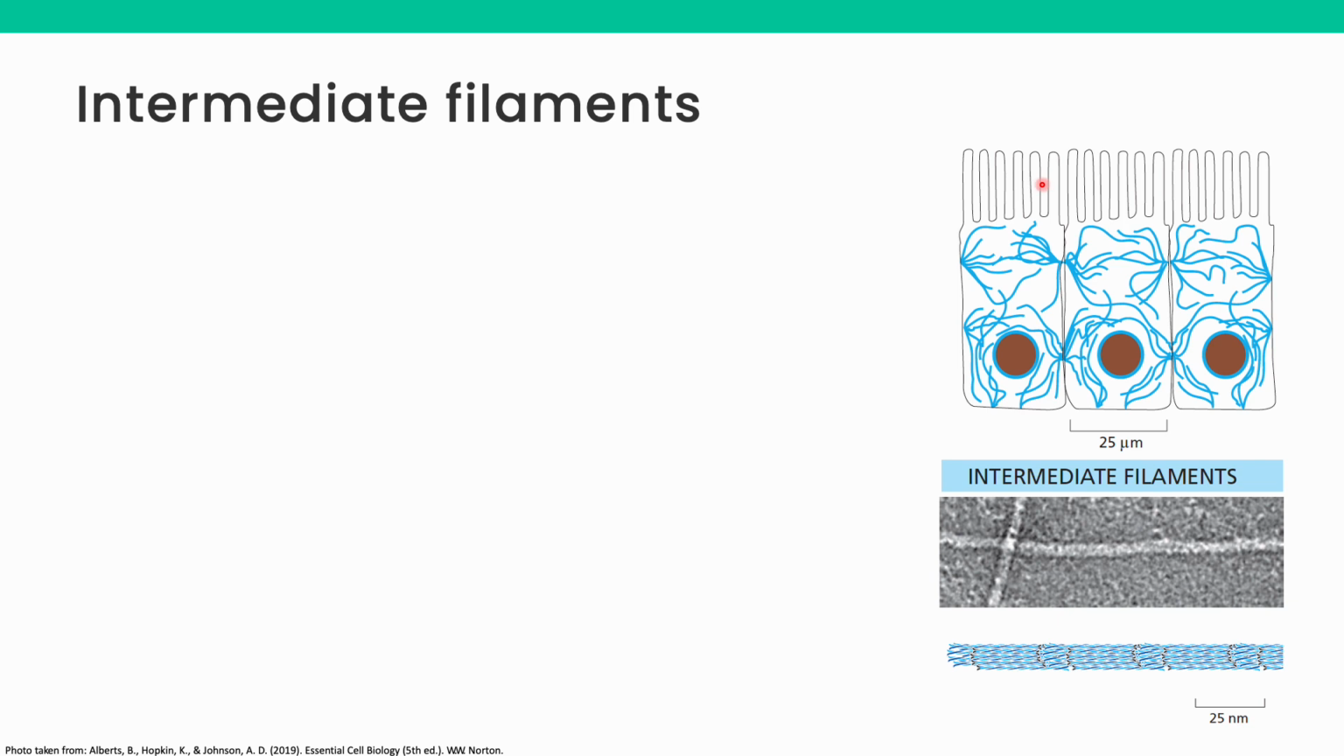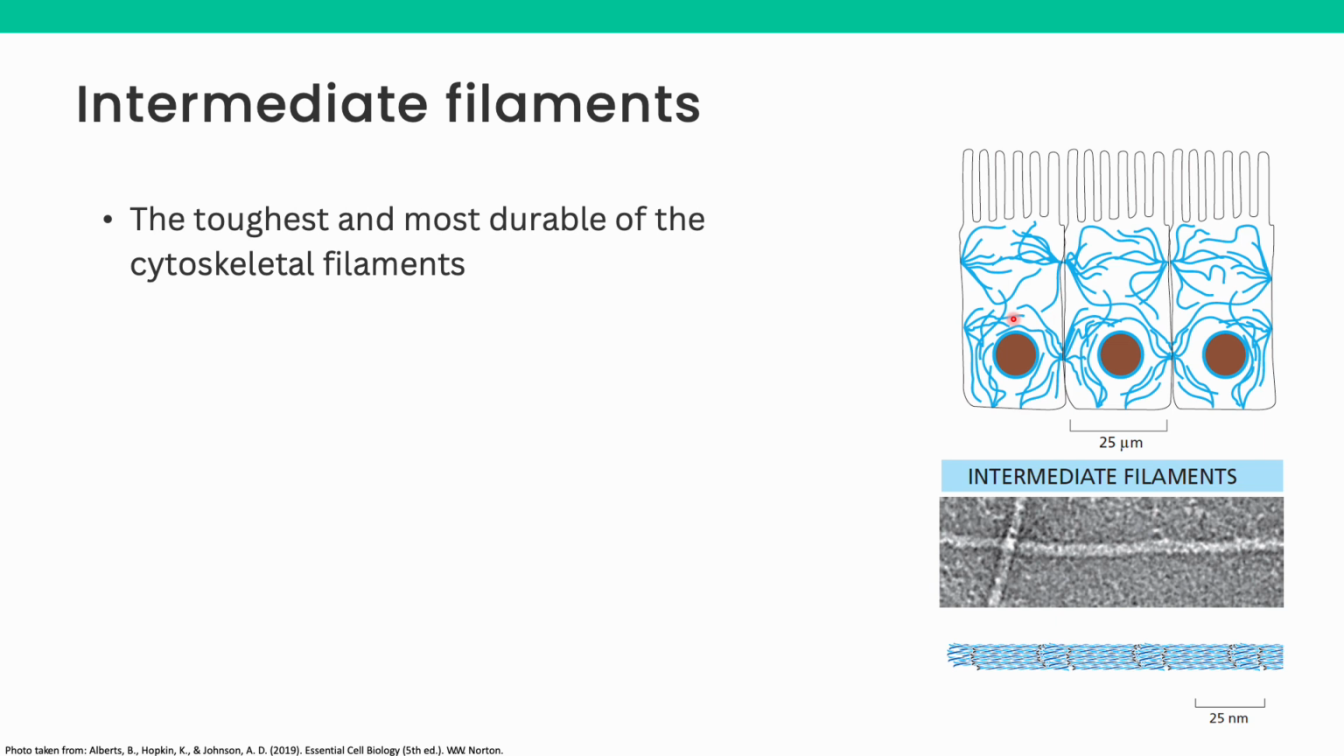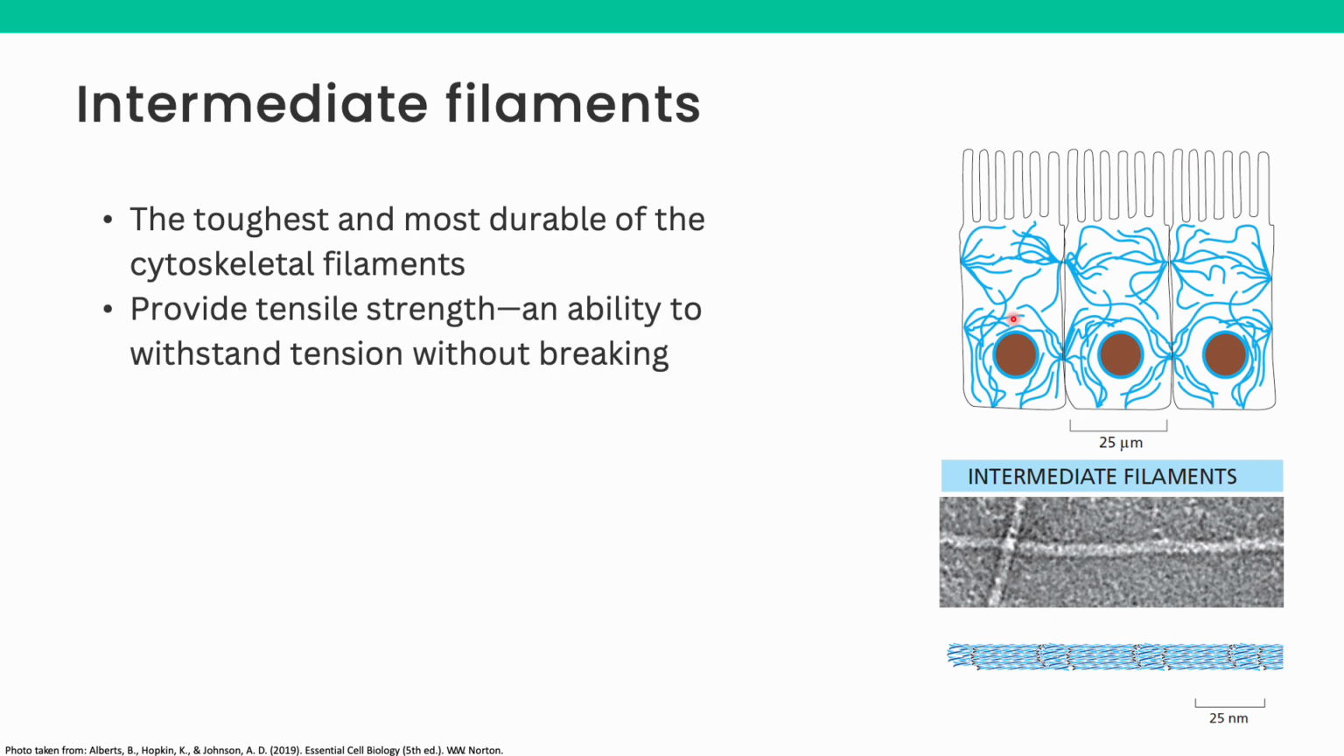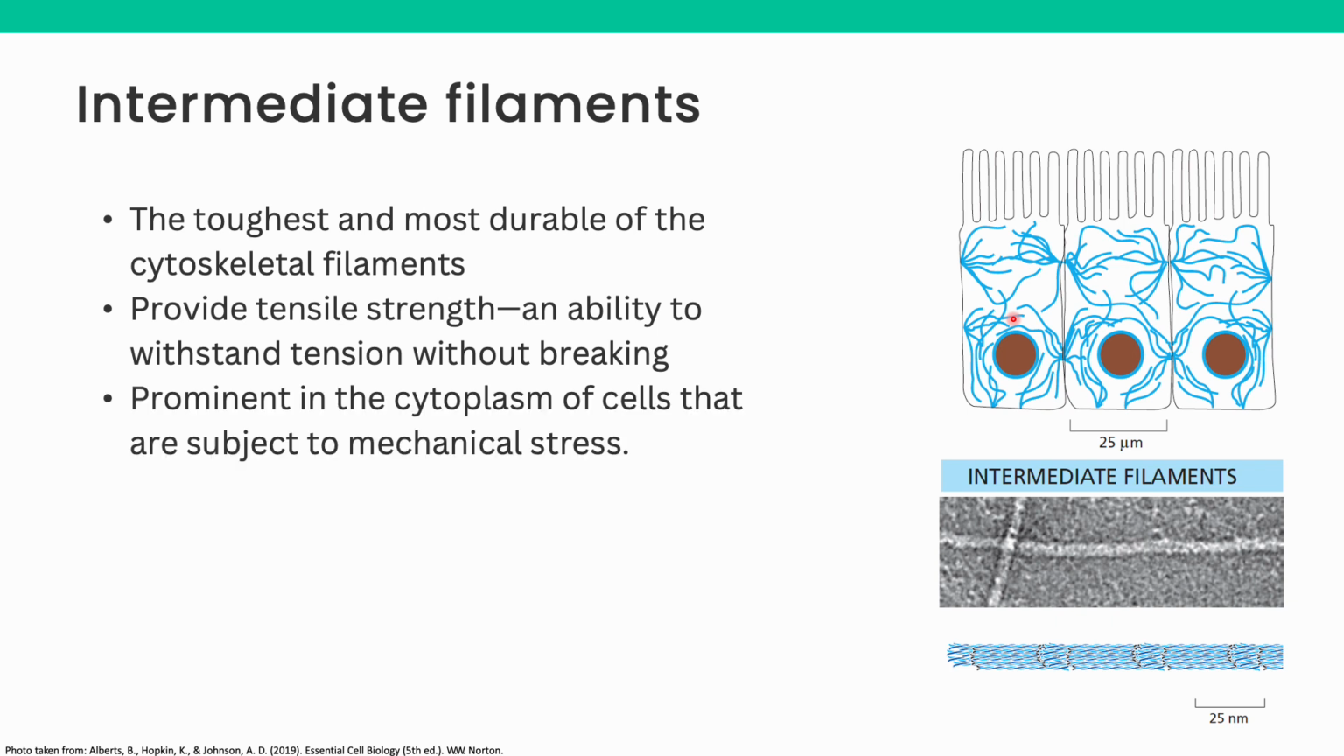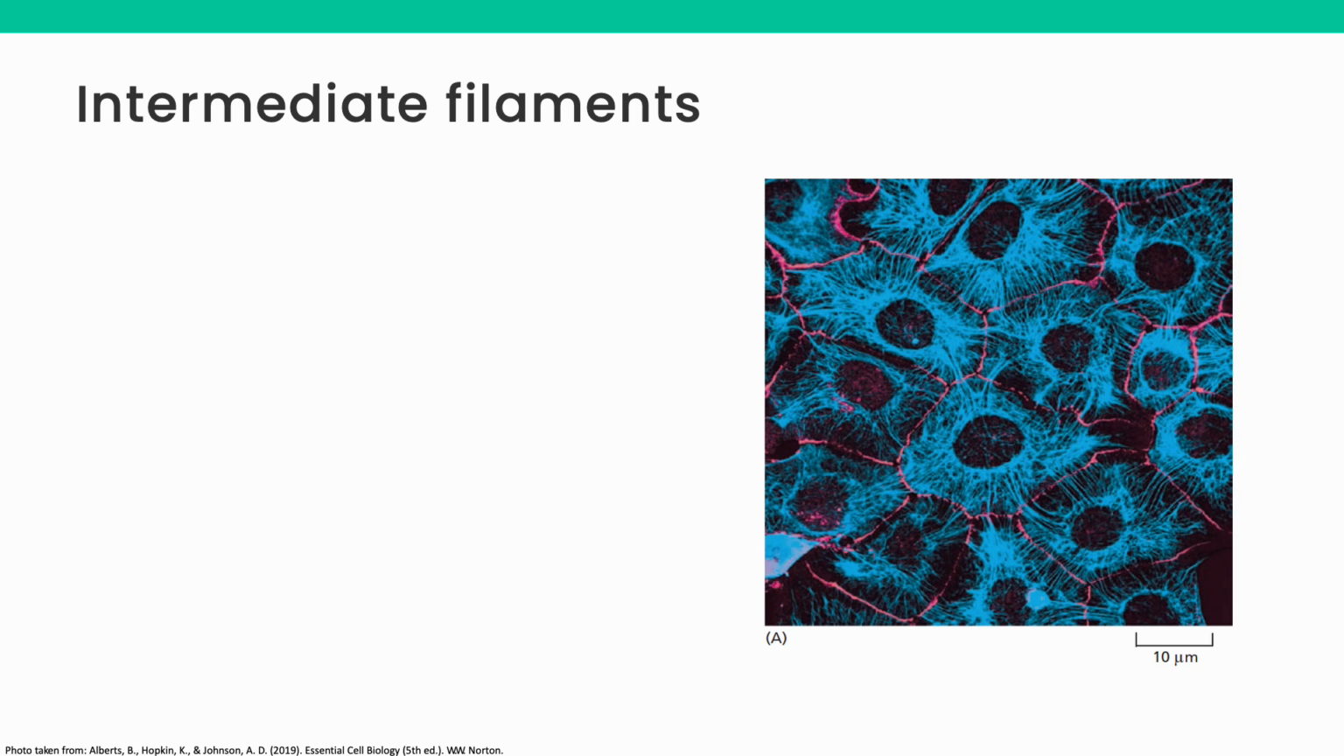From this figure, you can see that the relative distribution of these filaments are all over the cytoplasm. These filaments are the toughest and most durable of the cytoskeletal filaments, and as a result, they provide tensile strength, which is an ability to withstand tension without breaking. Because of this, we can find a prominent amount of intermediate filaments in the cytoplasm of cells that are subject to mechanical stress. These include cells like the epithelium of our skin, or cells that need to be very strong, like the neurons.